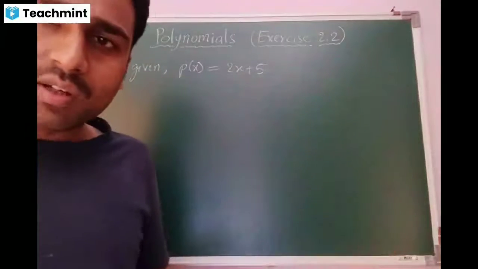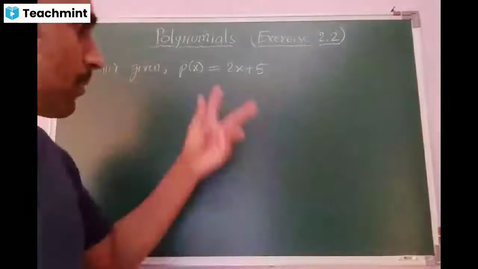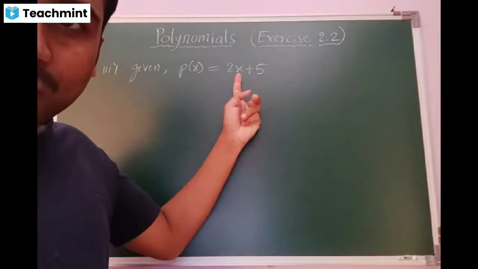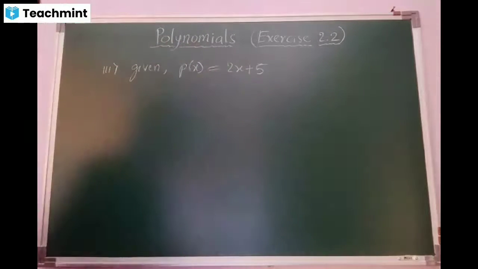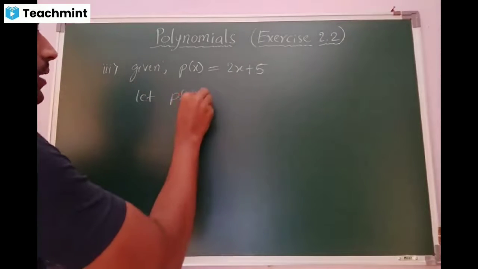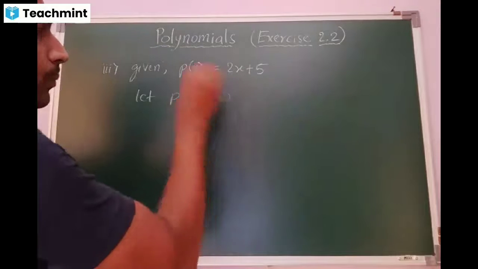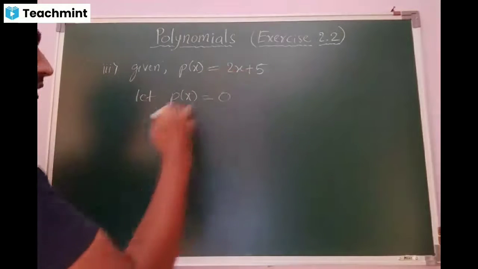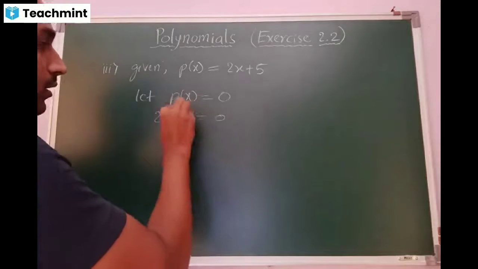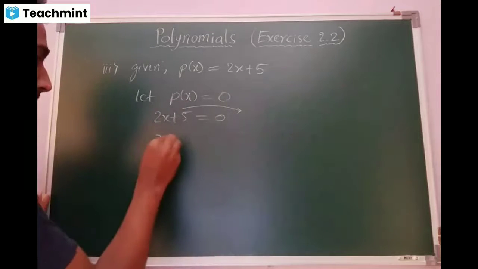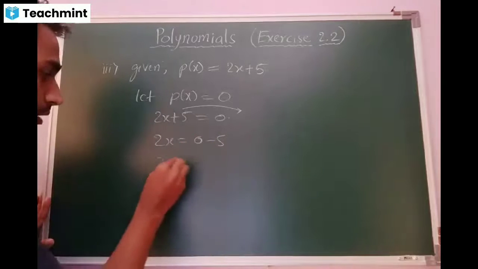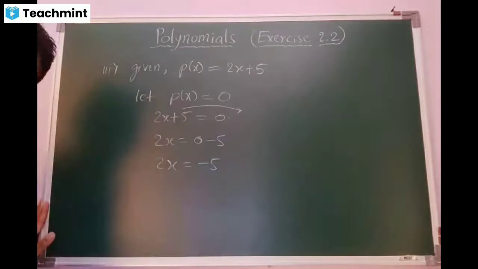Look at the change. There is nothing great. Earlier only x plus 5 they have given. Now they have taken the coefficient 2 for the variable x. Correct, beta? Yes, sir. The procedure remains same. Equate the polynomial to 0. Then take the expression 2x plus 5 is equal to 0. Send 5 to the right side. 2x is equal to 0 minus 5. If you solve it, 2x is equal to minus 5.